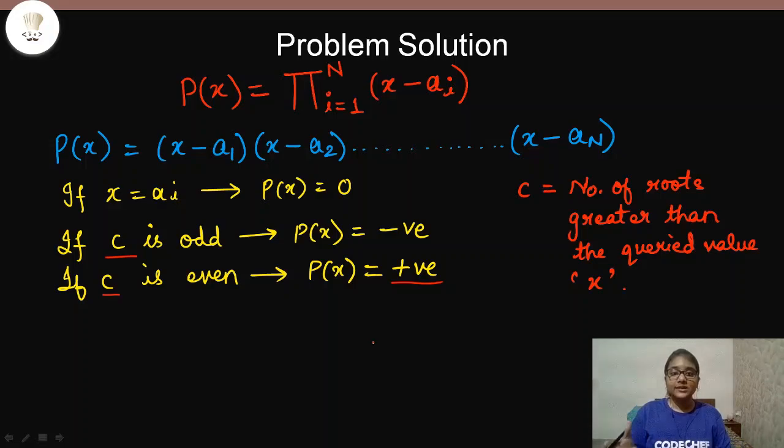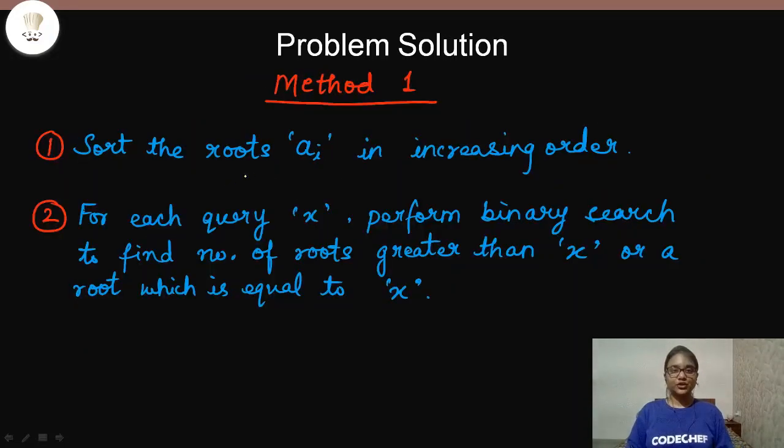Now we will see the implementation part: whatever explanation we have discussed, how can we implement it? There are various methods to do this implementation. Let us discuss that. In method 1 of the solution, first we are required to sort the roots in increasing order. Now why are we sorting the roots? Because we will be using binary search to determine how many roots are greater than the queried value x. And how are we going to do that?